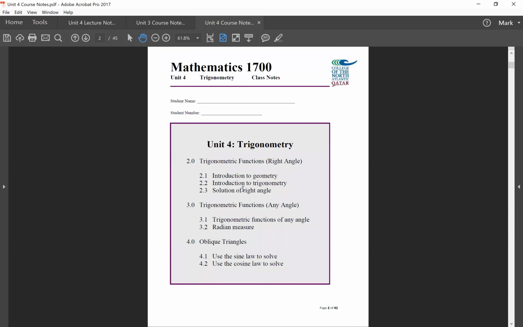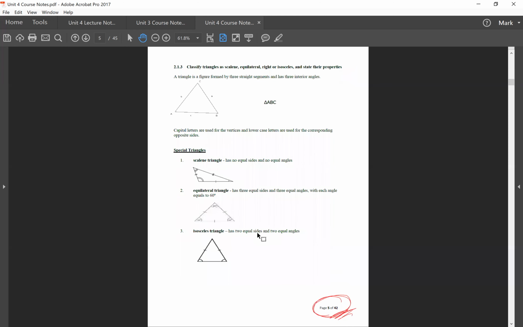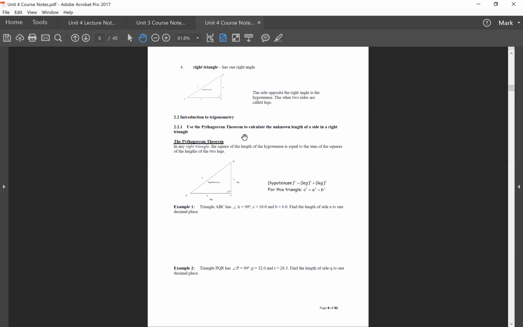So, whoops. Trigonometry, we're going to keep it basically to right angles. So we're mostly going to focus on this part here. You'll know before we finish what topics to study, but we're going to start actually on page 6. So right here is where you're going to start.